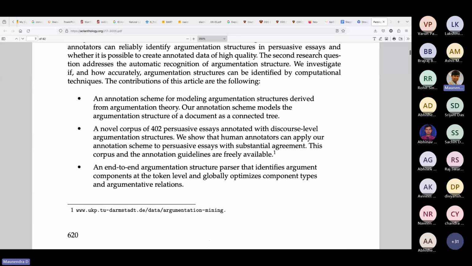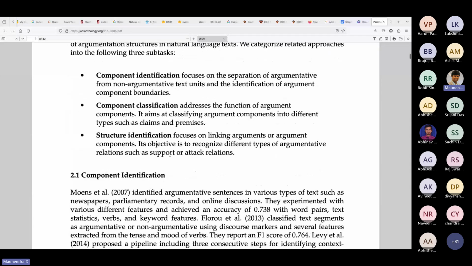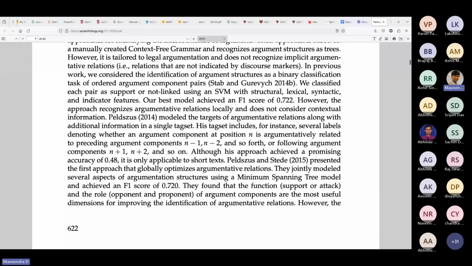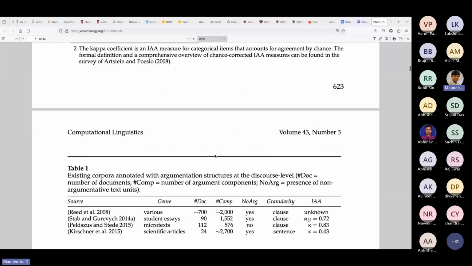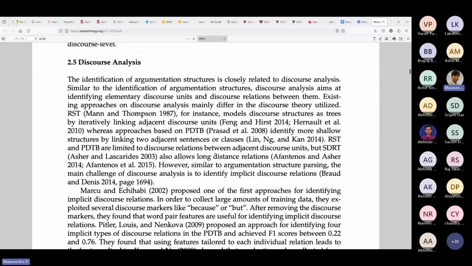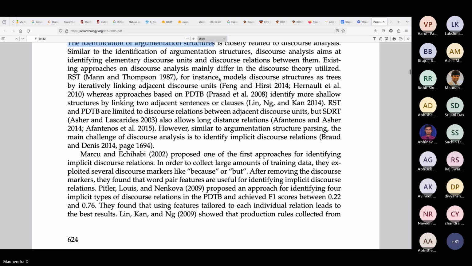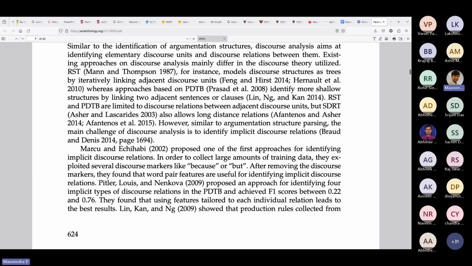So what it says is that it's a long 42-page paper coming from a linguistics community. I'll just go to the relevant part. It talks about discourse analysis, where the kind of connection they try to find is identification of argument structures. Again, discourse analysis aims at identifying elementary discourse units and the discourse relations among them.